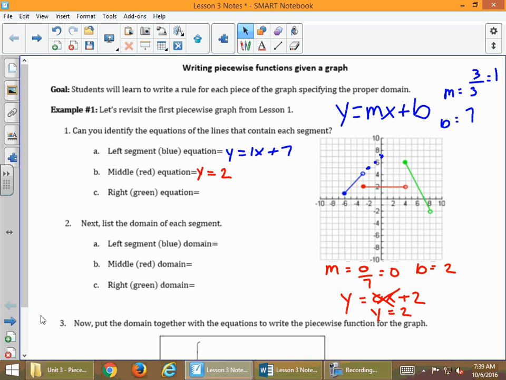And then our last equation, the green one. Again, find your slope first, our m and our b. If we count up 1, 2, 3, 4, 5, 6, 7, 8, and over 1, 2, 3, 4. What does that reduce down to? What's 8 over 4?